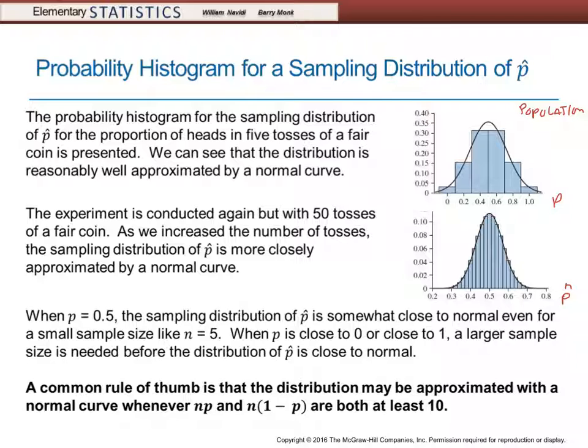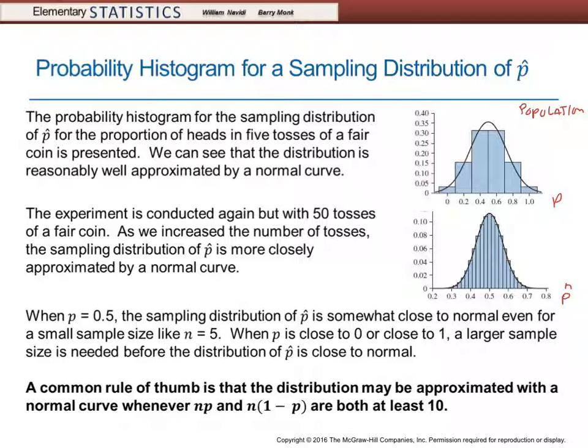So the probability histogram for the sampling distribution of p hat for the proportion of heads in 5 tosses of a fair coin is presented. We can see that the distribution is reasonably well approximated by a normal curve. The experiment is conducted again, but with 50 tosses of a fair coin. As we increase the number of tosses, the sampling distribution of p hat is more closely approximated by a normal curve.